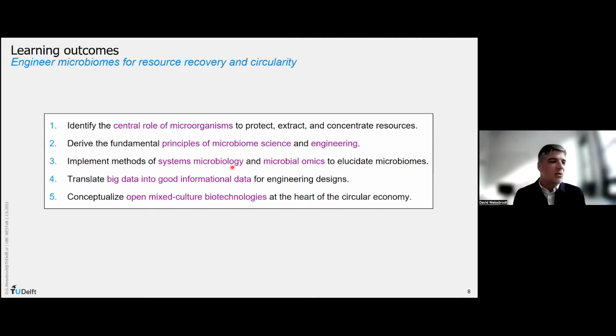When we use all these sequencing approaches, DNA sequencing, RNA sequencing, protein sequencing, protein mass spectrometry and metabolite mass spectrometry, we generate such a big amount of data. The question is always how we can translate this big data into good informational data for engineering designs. This is very important to always think about. It's not just about data generation, it's using this data for a specific purpose in the end, notably in the context of open mixed culture biotechnologies to help the circular economy.